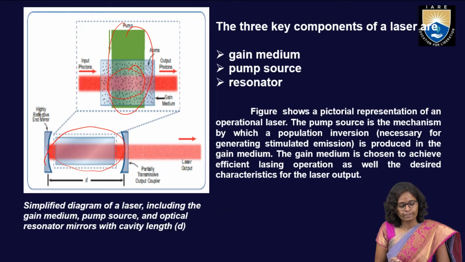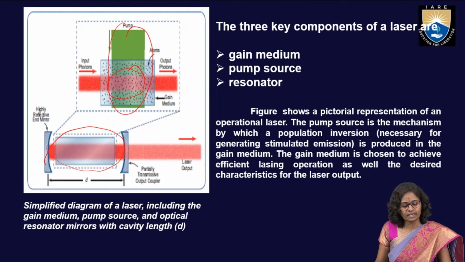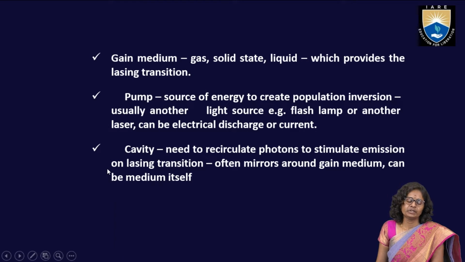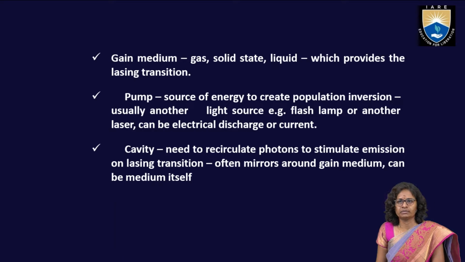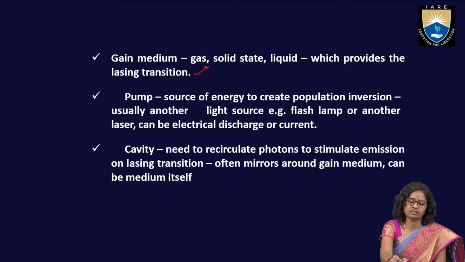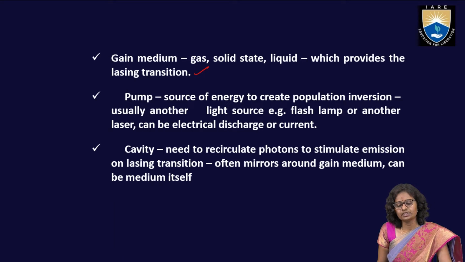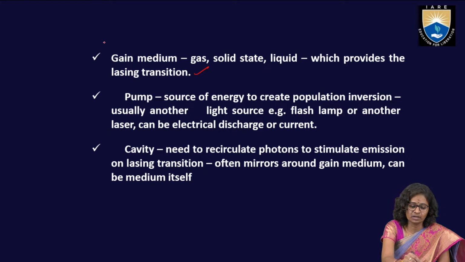The figure shows a simplified diagram of a laser including the gain medium, pump source, and optical resonator. Gain medium: it may be gas, solid, or liquid, which provides the lasing transition. Pump source: the source of energy to create population inversion. Usually, this pump may be a light source, flash lamp, another laser, electrical discharge, or injection of current. Cavity: needed to circulate photons to stimulate emission on the laser transition. Often mirrors around the gain medium, or it can be the medium itself. These are the three main components of the laser.